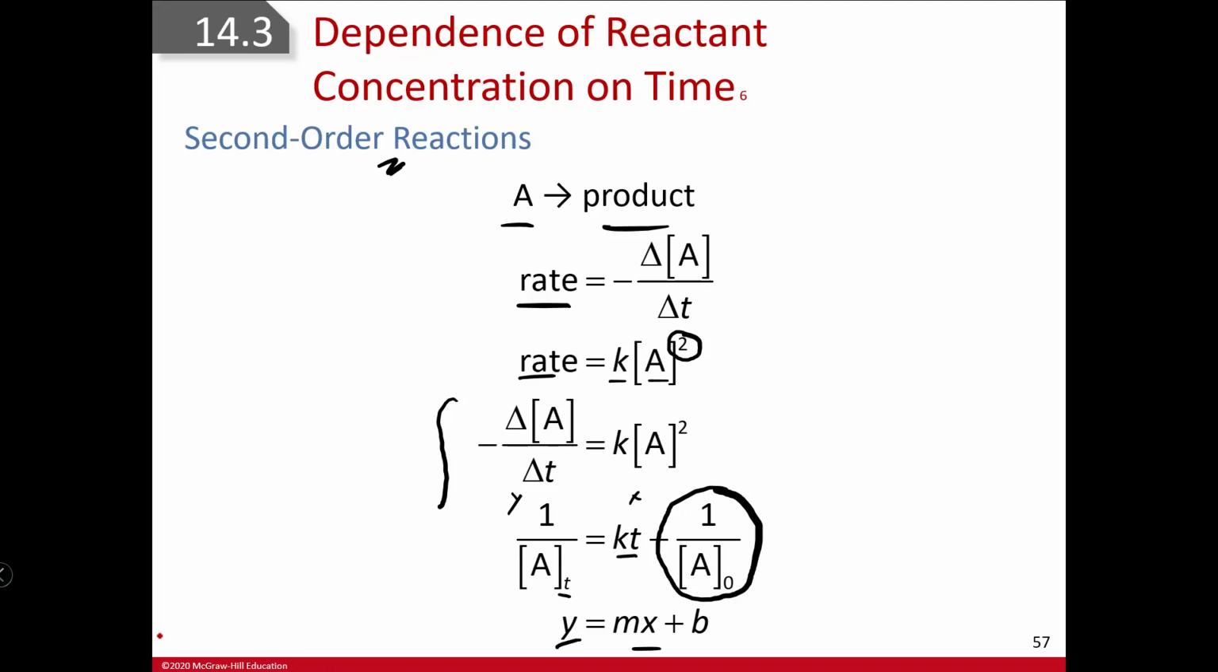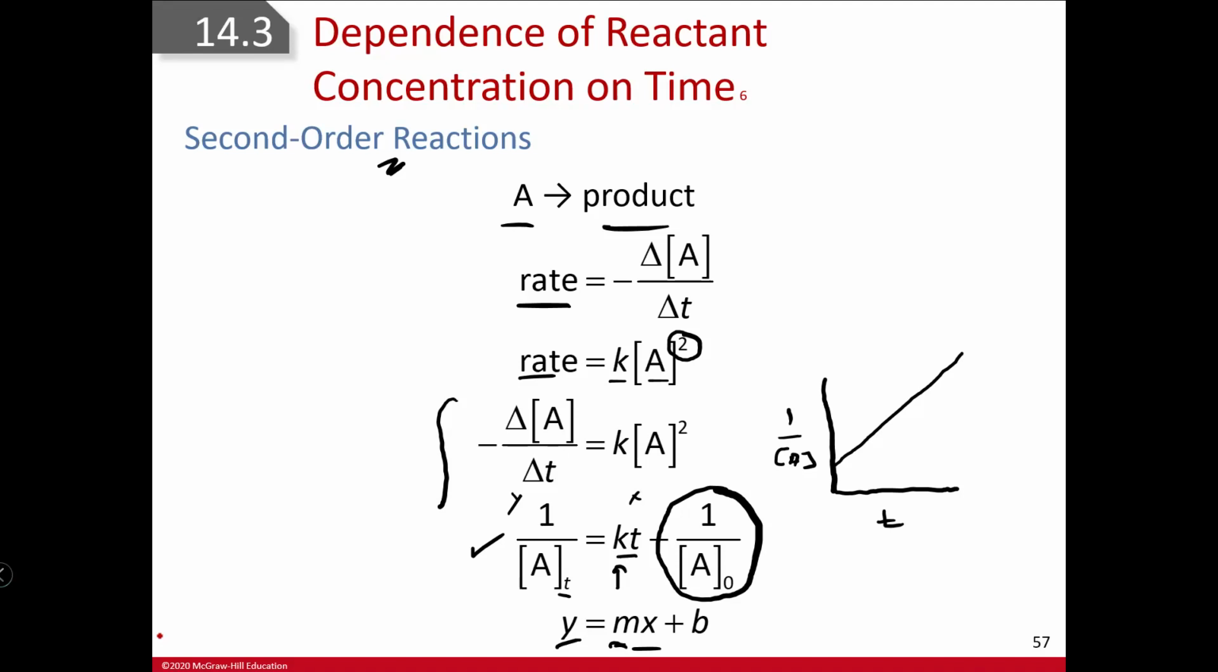Then what would you get? This is what's important: if I plotted 1 over [A] versus time, tell me what that plot would look like. If you can do that, then you understand this equation. If you can't, you need to think about it. You should get a straight line with a positive slope. How do you know it's a positive slope? Because k here is the slope, that's m, and it's a positive value. So that's one of the things that's going to tell you the difference between a first order and second order reaction. If you get a positive slope, you know it's not first order.